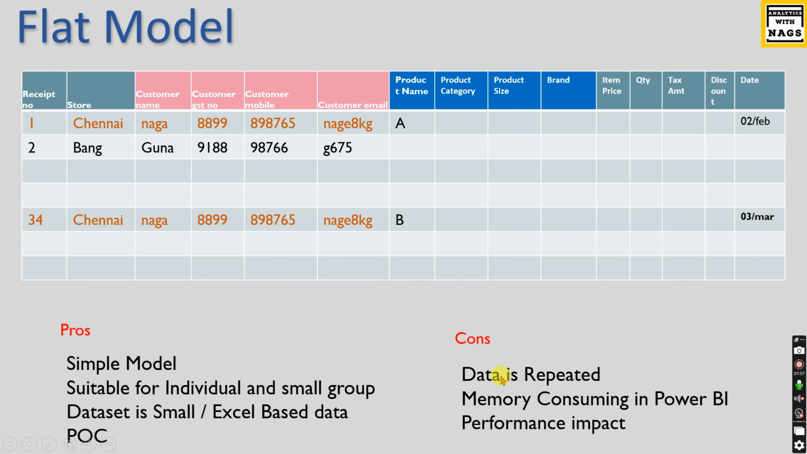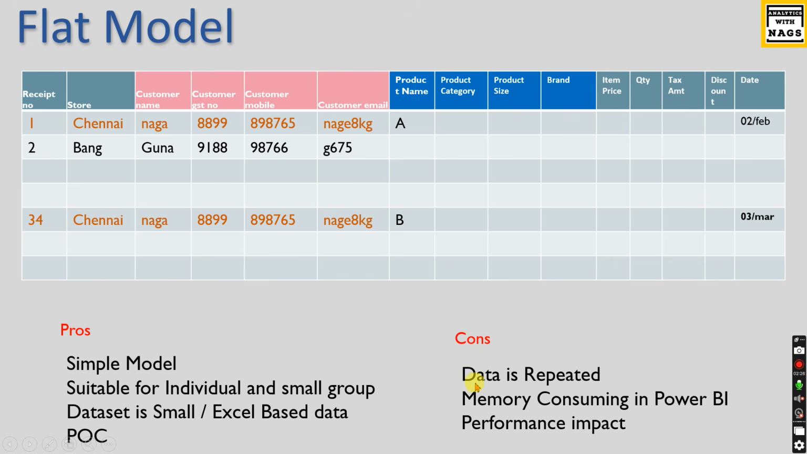And what are the cons? It will not be suitable for your bigger models. The system will be performance deficient, and conceptually the data is repeated here. Let's say Naga's information is here, but you are repeating it. After some time his number or his email might change, then you will update the latest one and you will miss it over here, right?